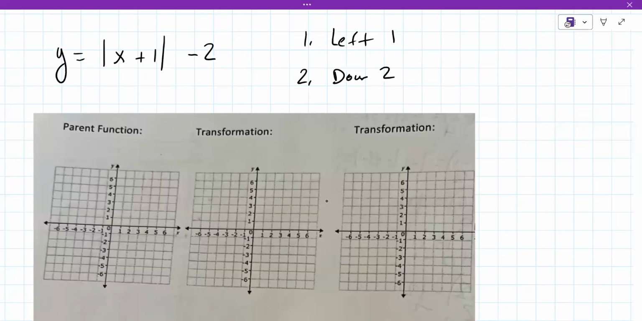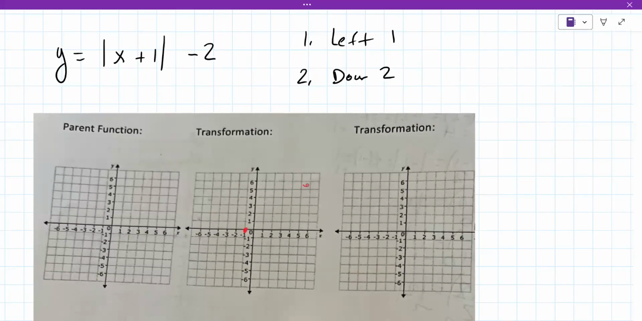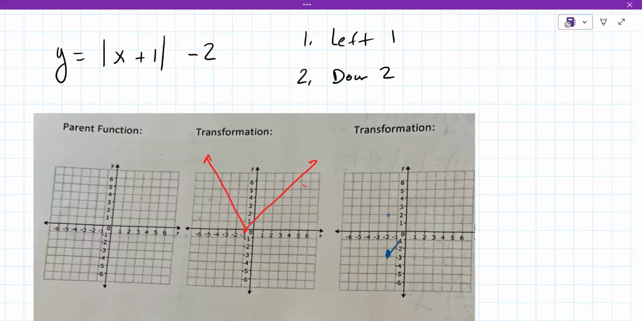And then tell you my points, or I mean, I have my graph. So I'll just graph them for you. The first one, left 1, should be a vertex right there. And then the down 2 just moves it literally down 2. Every point moves down 2. So it's going to look something like that, roughly. What I'm more interested in is the range. Can you give me the correct range on this?